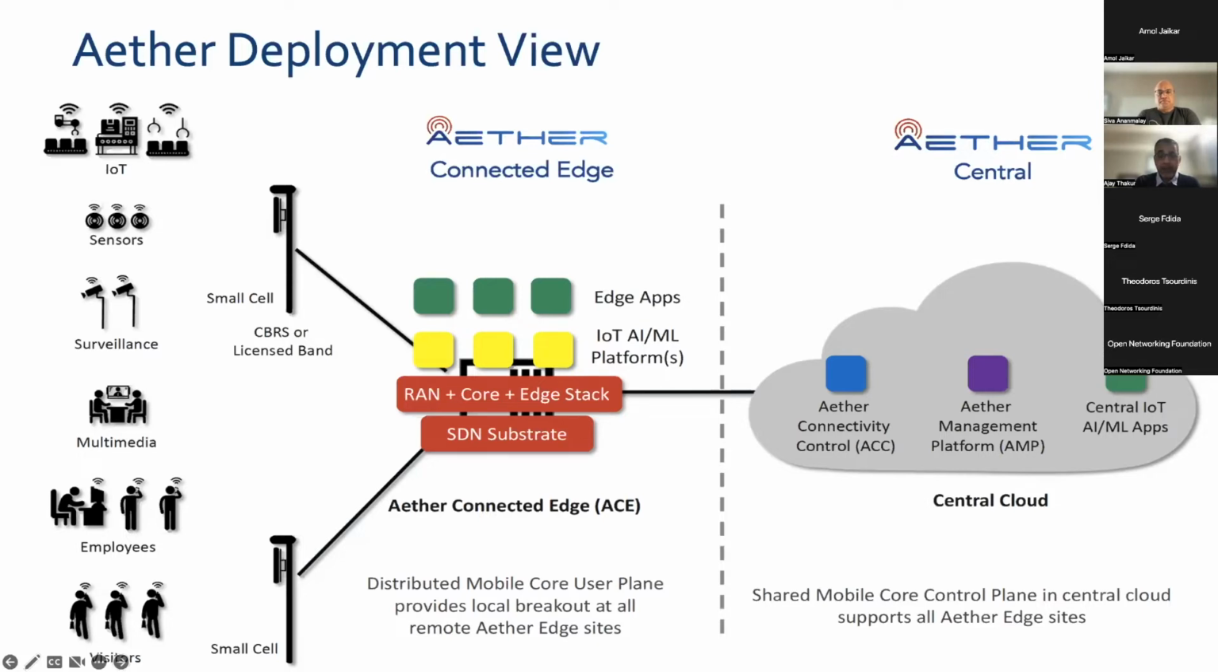If you look at the Aether Central Cloud, it has three building blocks. The first one is Aether Connectivity Control. This is our 3GPP compliant 4G and 5G core network stack. The second block is the Aether Management Platform. We call it AMP. This is a set of tools used by our operations team to manage the Aether network. And you can host your IoT or AI/ML or any enterprise apps at the Aether Central Cloud as well.